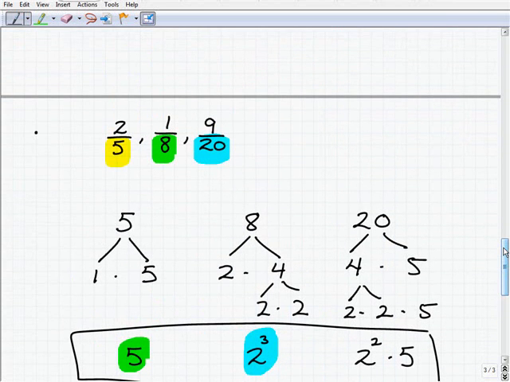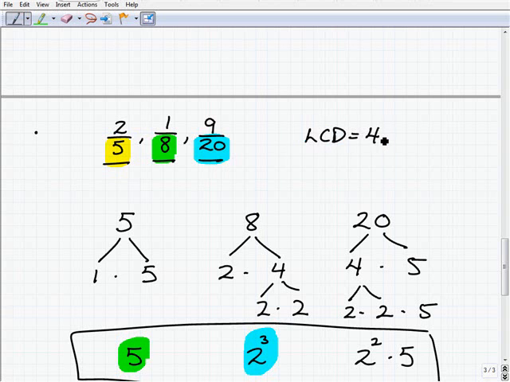Let's go back here. If I ask you, for 5, 8, and 20, what's the lowest number that all three of those numbers divide into? It would be 40. So our LCD is 40.